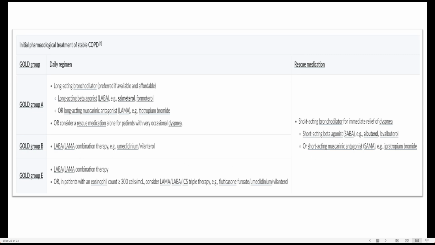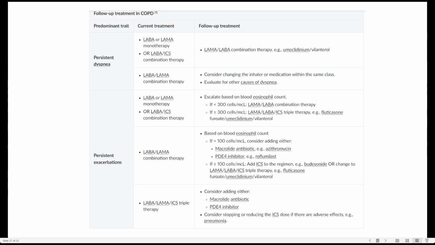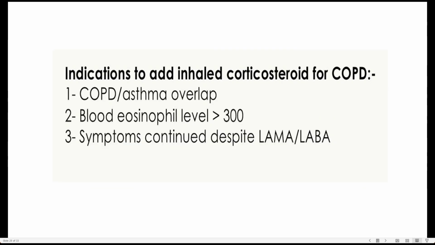And what about in exacerbation of COPD? We might use SABA or SAMA, ipratropium or albuterol, for immediate relief of dyspnea. If this didn't work, if we have a specific indication, we might instead use ventilation in exacerbation. So this is again a summary from the tables. You can pause the video and summarize for yourself. So to summarize the indications to add inhaled corticosteroid for COPD: if there is an overlap between COPD and asthma, you might use inhaled corticosteroid. That means the symptoms. If he has eosinophilia, and if the symptoms continue despite combined therapy.